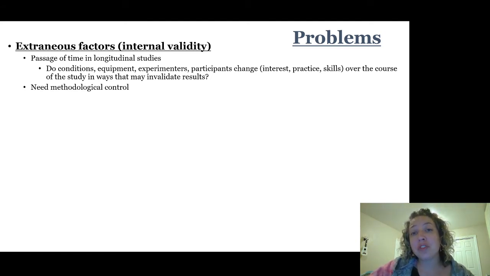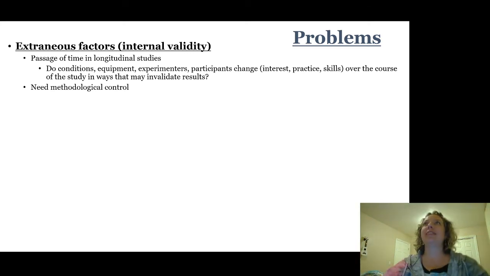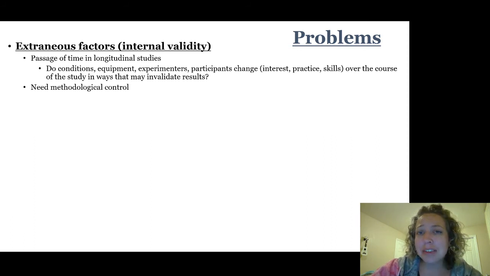We can have problems with validity. Now, longitudinal studies are sometimes touted as the best gold standard, and they are when you're trying to look at change over time, but there are problems with longitudinal studies. Things happened over the passage of time that we cannot be aware of. I mean, right now with COVID-19, we're going through something that's big.